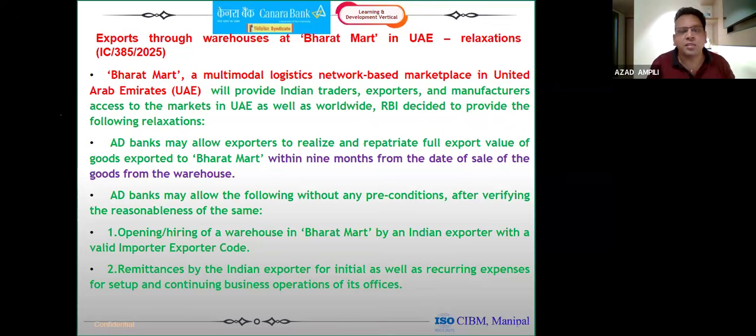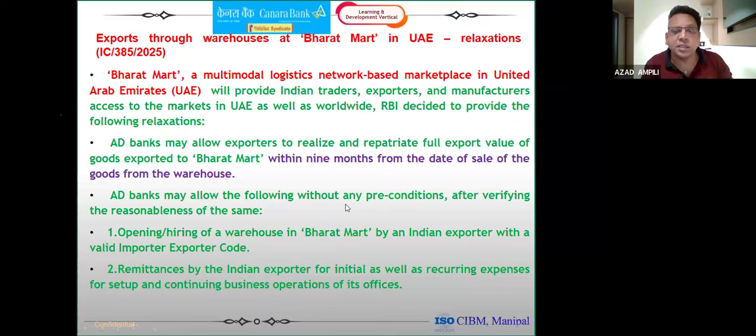They have defined some different names. RBI has given the flexibility to them. AD banks, meaning authorized dealer banks, may allow exporters to realize and repatriate the full export value of goods exported to Bharat Mart within 9 months. Within 9 months from the date of sale of the goods.